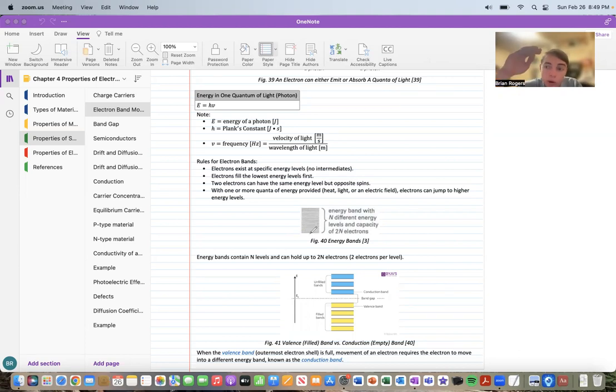So it would jump to the one right above it, that next energy state, if it keeps receiving energy. And so this shows all the energy bands. There are n different levels, and it can store a capacity of twice that amount, because remember, for each level, there can be two electrons with opposite spins. Okay, so energy bands contain n levels and can hold up to 2n electrons, 2 electrons per level.